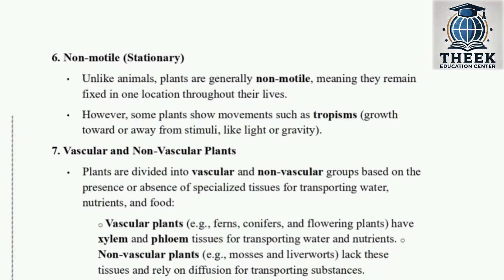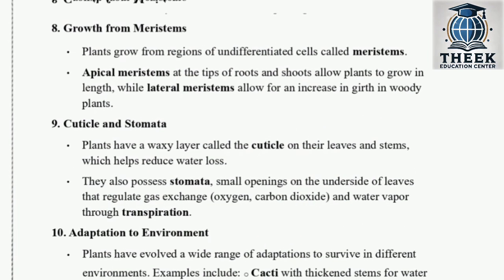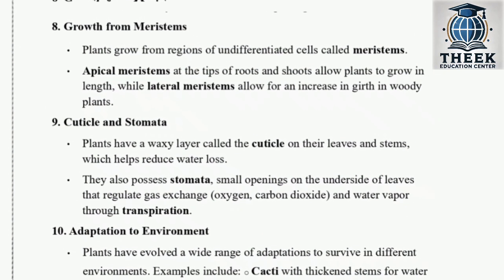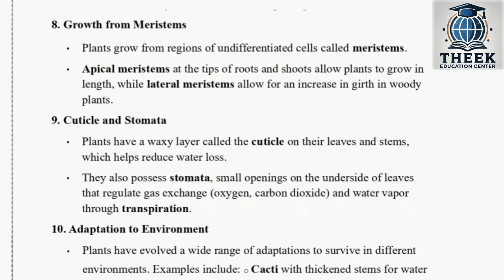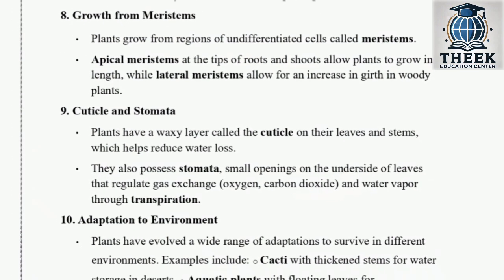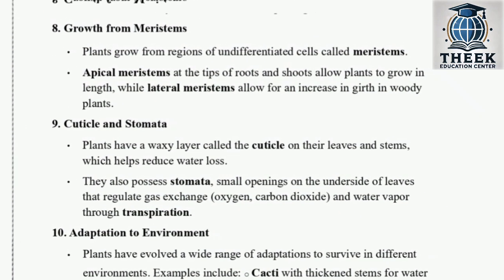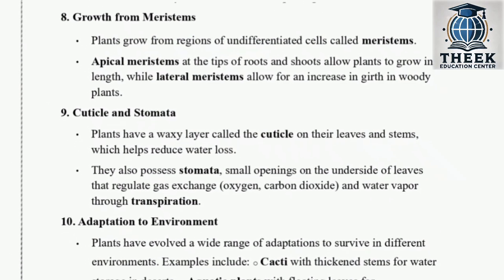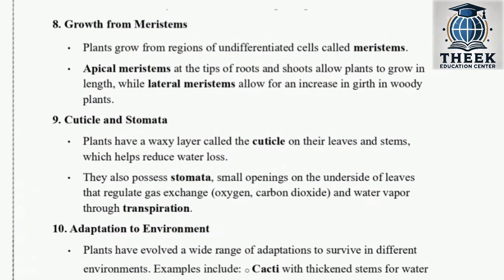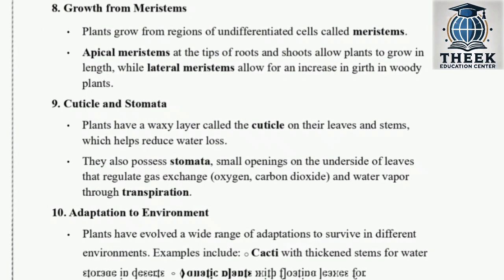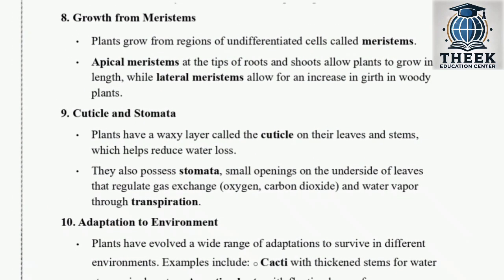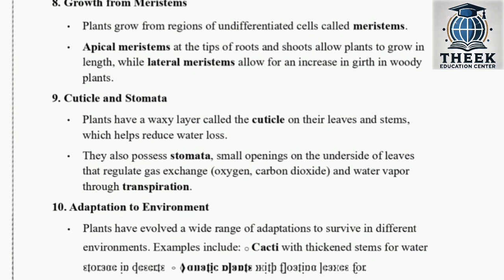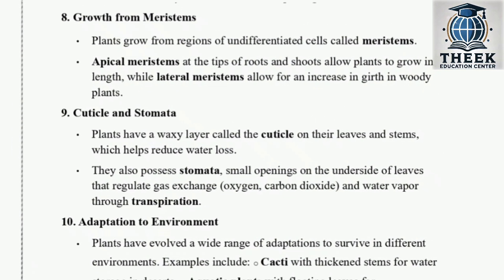Growth from meristems. Another feature of plants is growth from meristems. Plants grow from regions of undifferentiated cells called meristems. The apical meristems at the tips of roots and shoots allow the plant to grow in length, while lateral meristems allow for an increase in girth in woody plants.